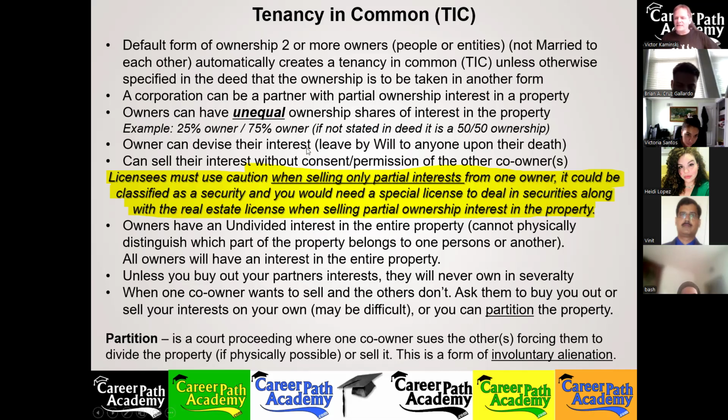Now, owners can devise their interest. They can leave it in a will to anyone upon their death. They could sell their interest without the consent or permission of their co-owners, although that may be difficult to do. And I put a note here for you that licensees must use caution when selling partial ownership interest in a property. They're not selling the entire property, just a partial ownership interest. This could be construed as a security, and in selling securities, you may have to have special licensing.